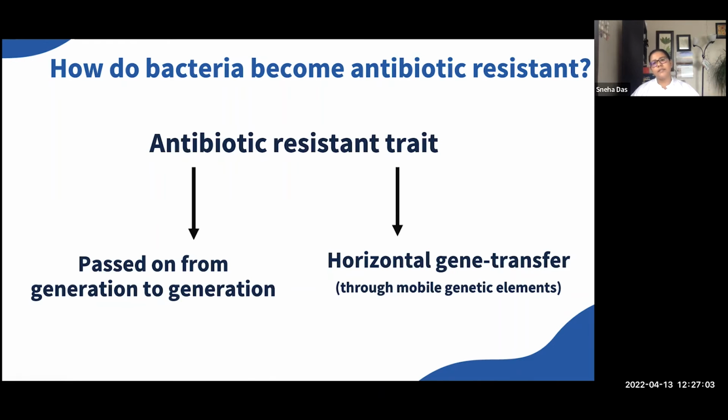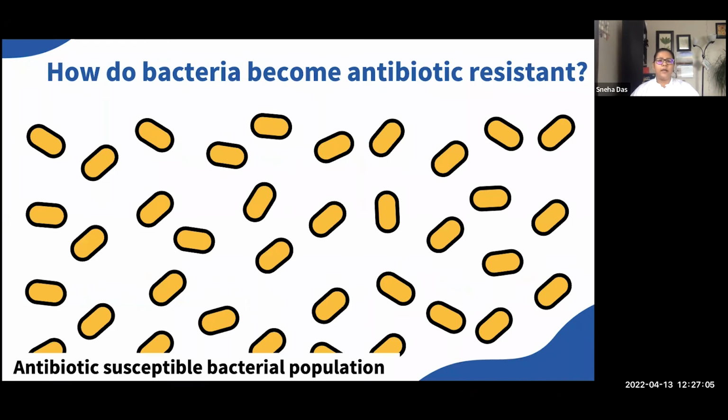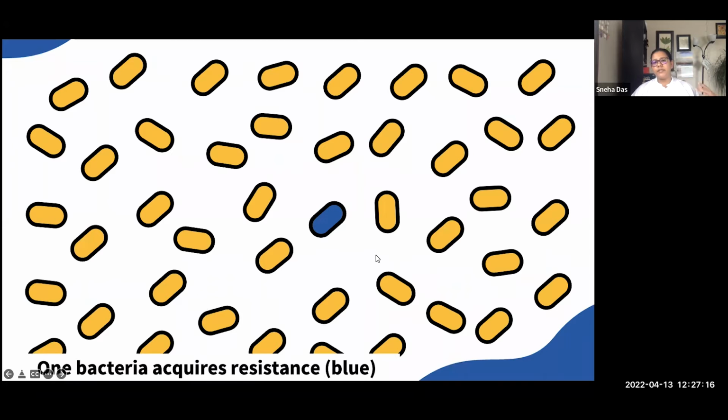So first, let us talk about the first mechanism, that is through natural evolution. Imagine that we have a population of bacteria that is susceptible to, say, antibiotic X. Now, as this population divides, one of the cells here, while dividing, randomly accumulates a mutation in its DNA such that it is now resistant to antibiotic X.